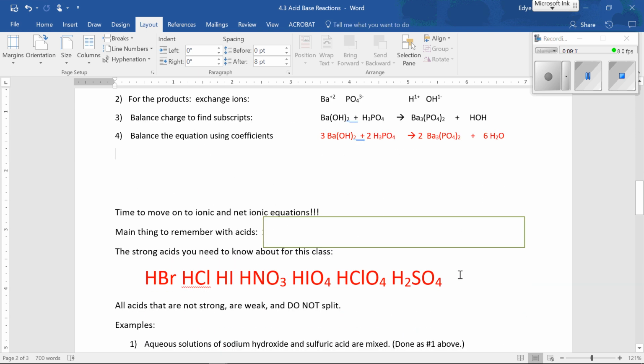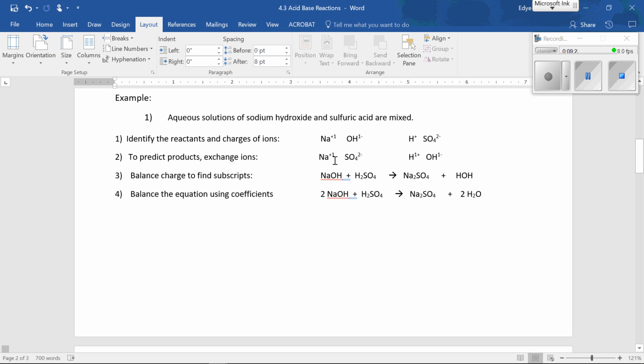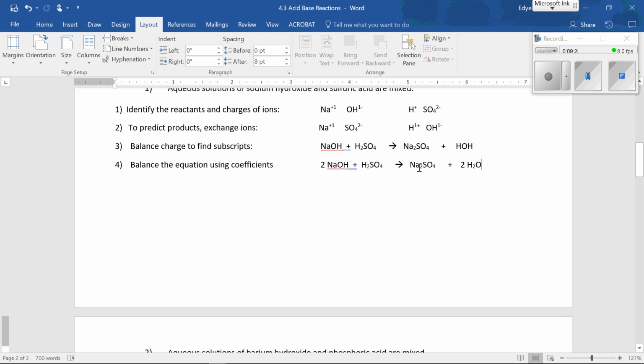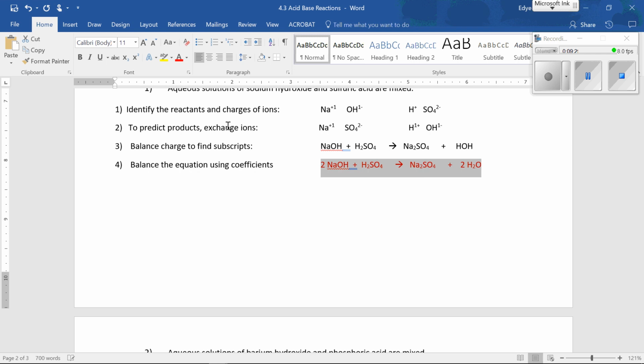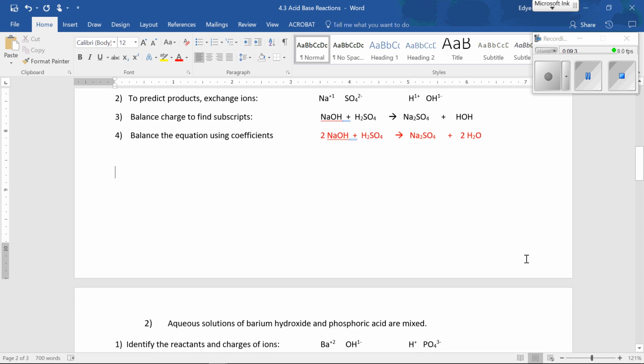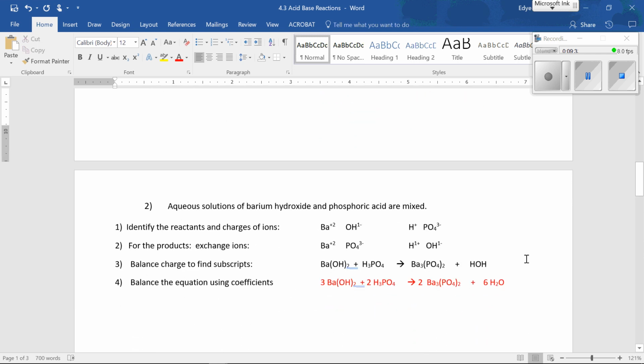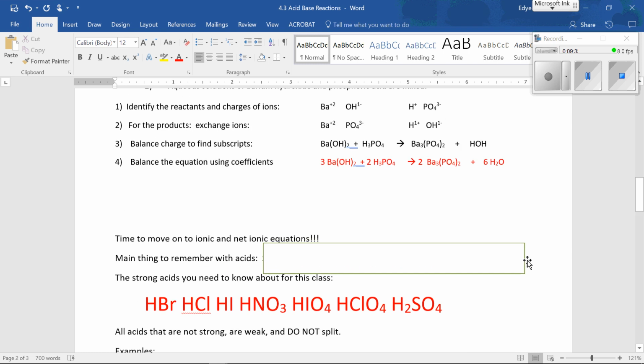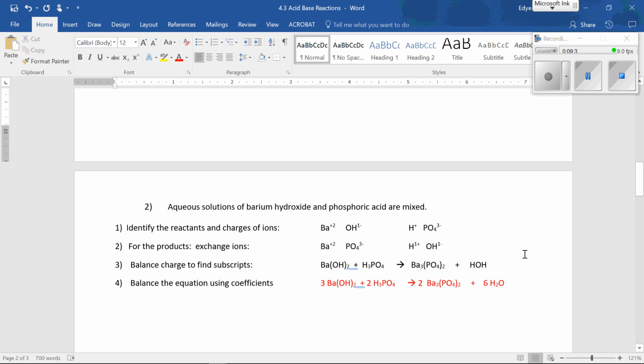Okay, we're going to move on to ionic and net ionic equations. So first we just got our molecular equations up here. Oh, let's put that in red. There we go. Okay, so we have our molecular equations, and now we're going to get the net ionic equations for these two reactions.